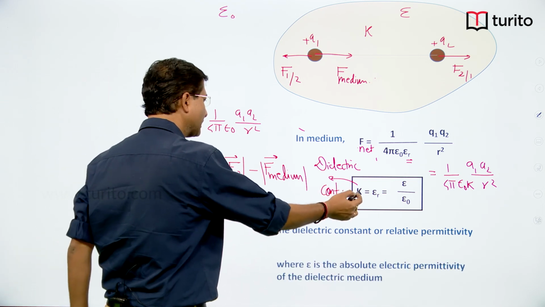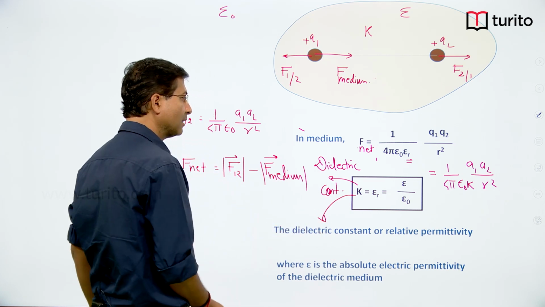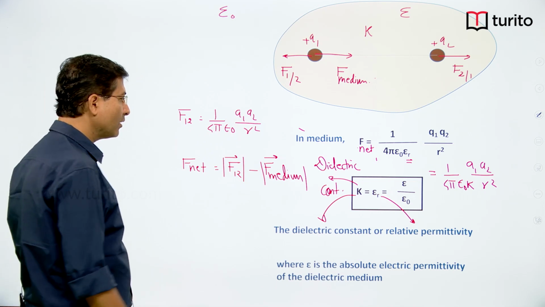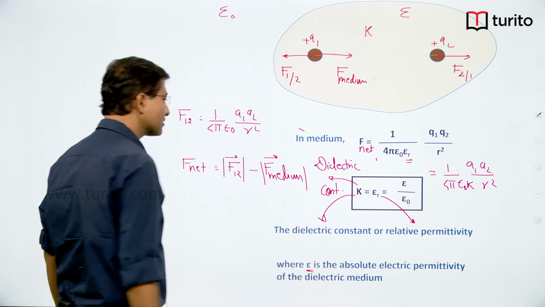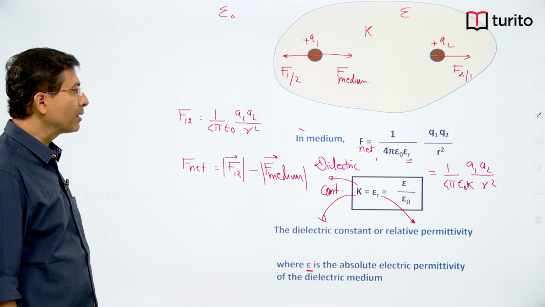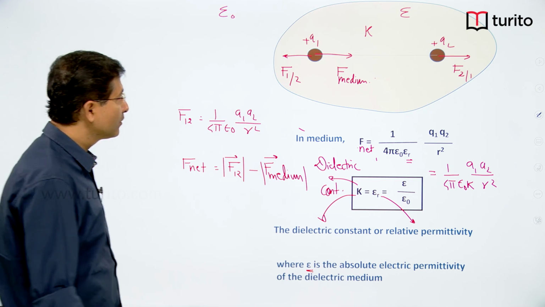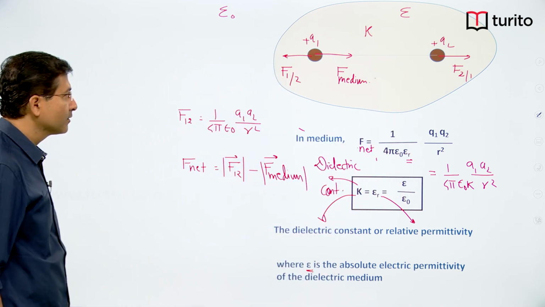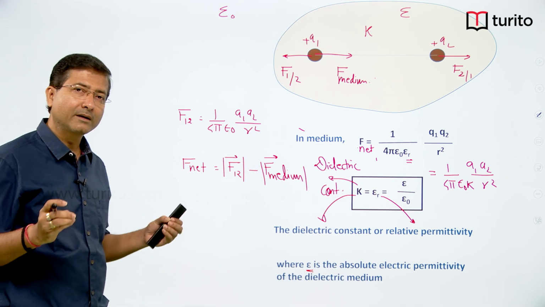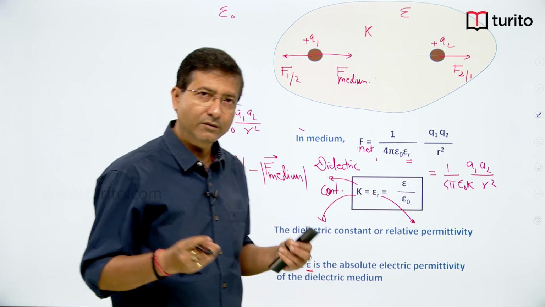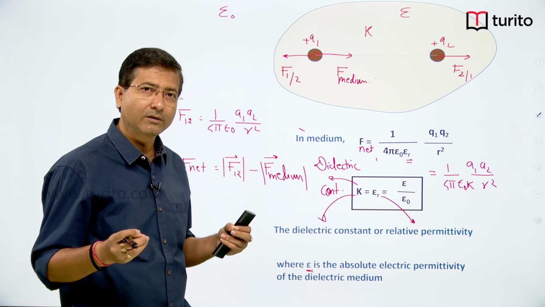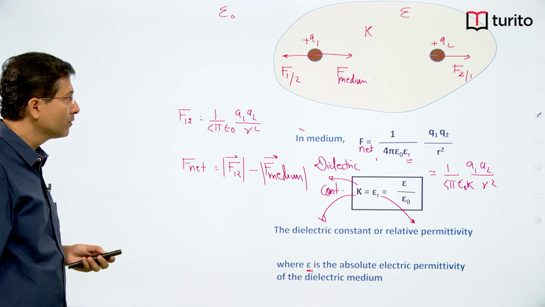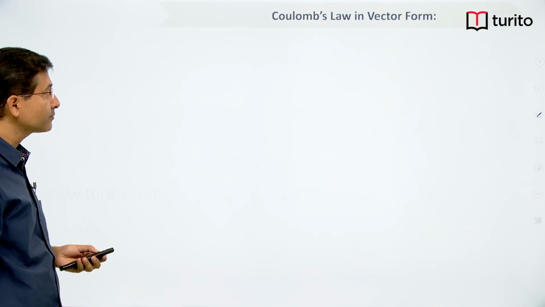So this is the dielectric constant or relative permittivity, and epsilon is called the absolute electric permittivity of the medium. So I can write K or I can write epsilon here, right. So when particles are in vacuum, we know what happens, and when particles are in a medium, we know what happens, right. So I hope the formula is clear. Now let us move to the next slide.